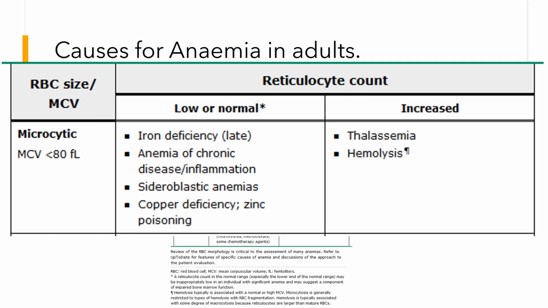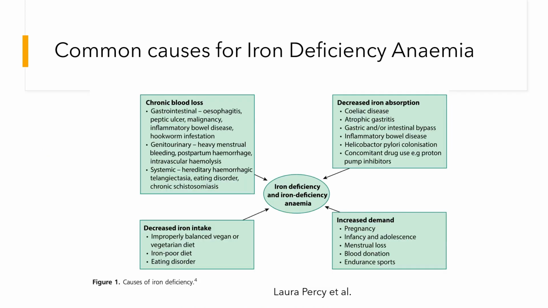or high retic count. So microcytic anemia with low or normal retic count is mainly secondary to iron deficiency and anemia of chronic disease, sideroblastic anemia, copper deficiency, or zinc poisoning. And in thalassemia and hemolysis, if there is no iron deficiency, usually you are having high retic count.